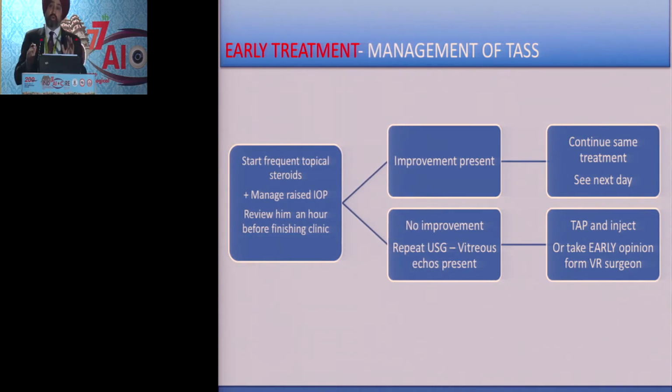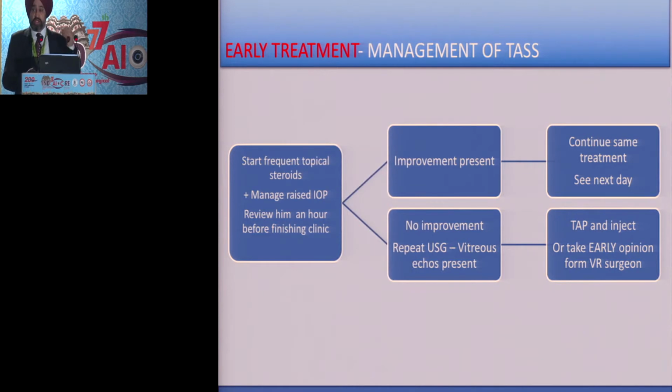It will improve with every half an hour, every 15 minutes drops. You will see the fibrin will shrink. You will see the IOP will come down. It has to. If the patient has religiously put nearly 20 times of topical steroids, he will be better. But if you don't see it and exudates are present, now it is the time. Then you should talk to your VR colleague or you are a VR surgeon yourself that now it is the time to tap and inject. Let's not delay this patient too much.